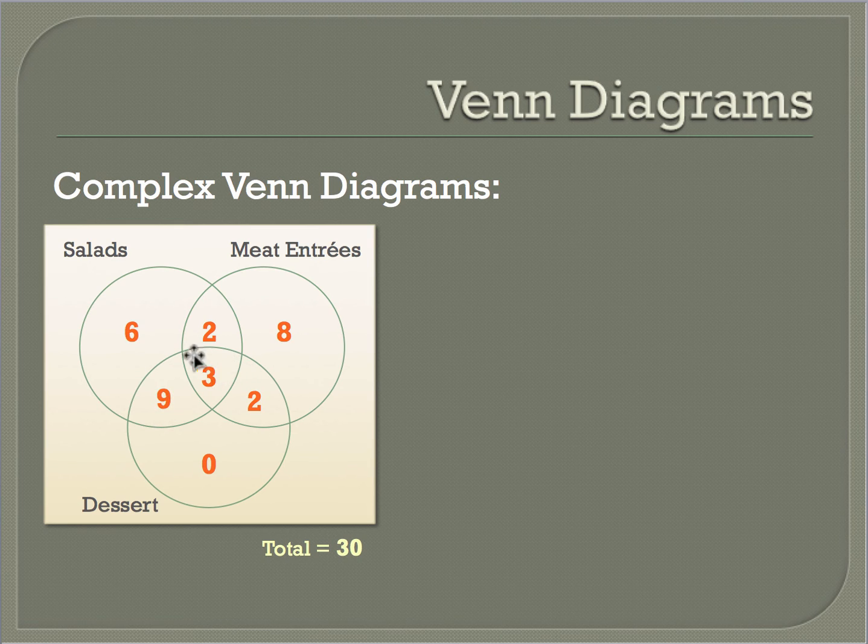There are 3 people that wanted salads, meat entrees, and a dessert. There were 2 people that only wanted meat entrees and a dessert. And then there was nobody, like I said, that wanted just desserts only. So the survey could have had more questions on it, and as you bring more questions on the survey, the more circles you add to the problem.